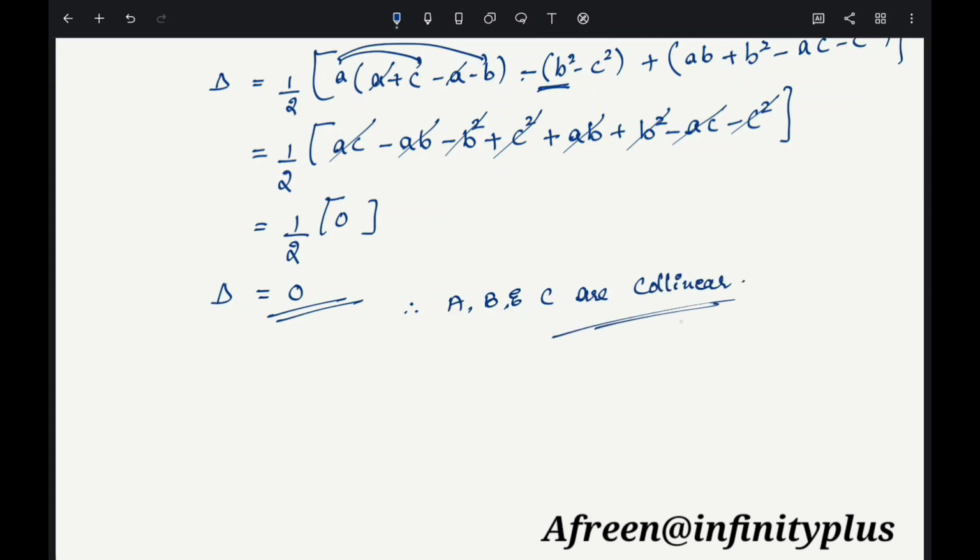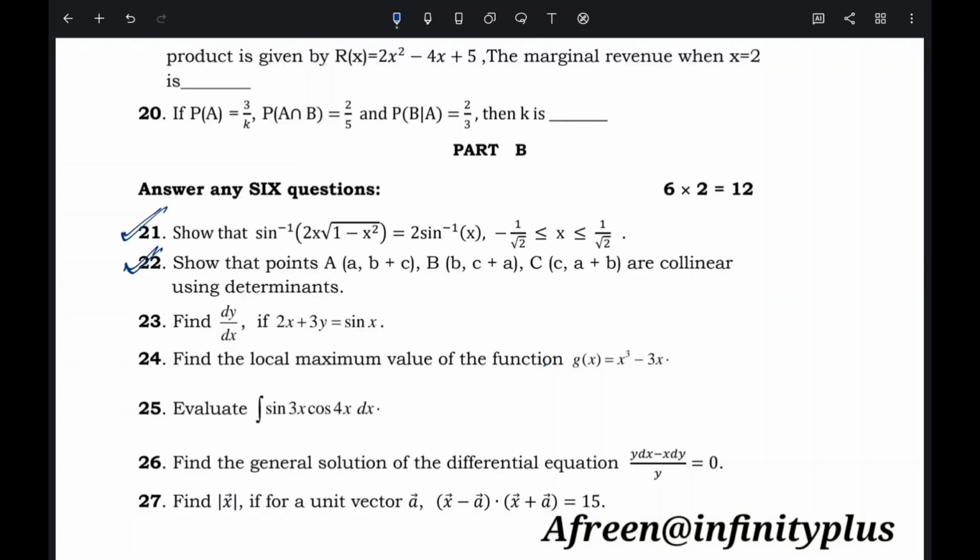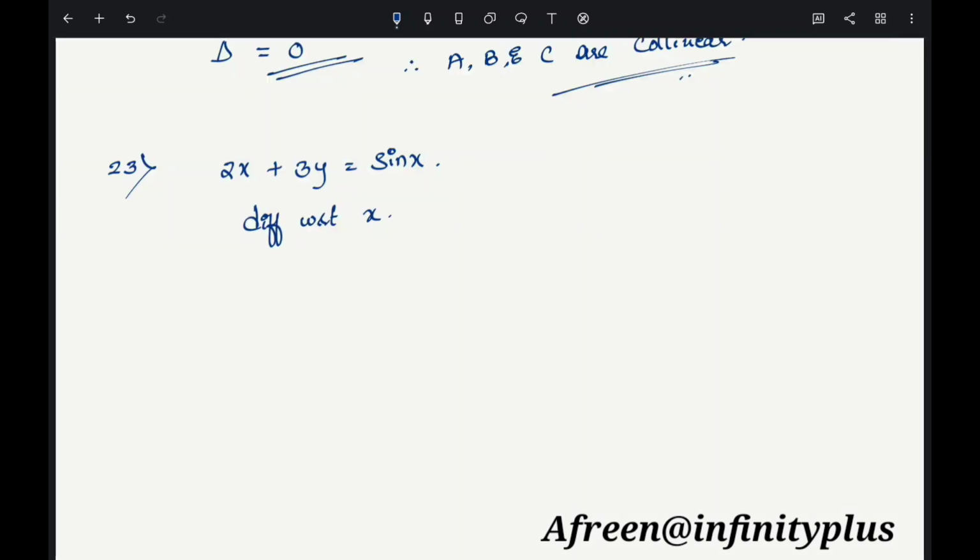So now let's move on to the next question. The next question is the 23rd one, which is find dy by dx for the function they have given. This is an implicit function, which is 2x plus 3y equal to sin x. Write up the function as it is and differentiate. So I have written the function 2x plus 3y equal to sin x as it is. Now differentiate with respect to x.